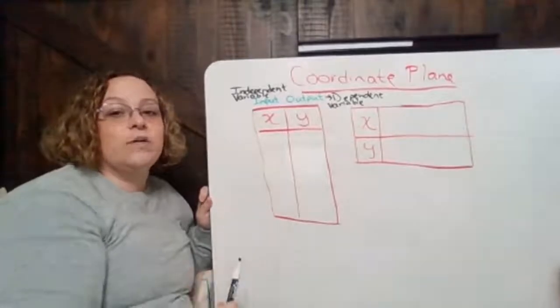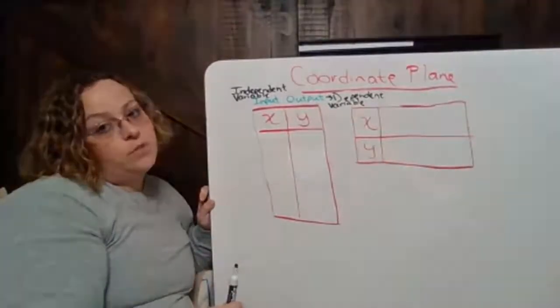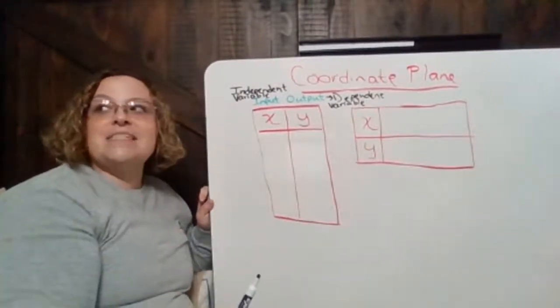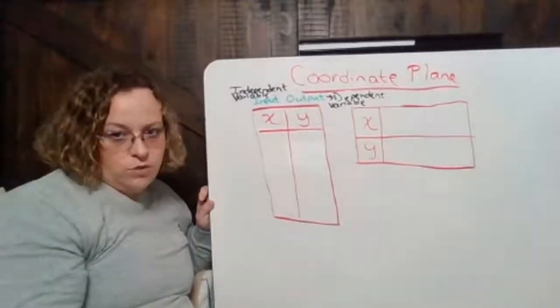So if I give you a list of numbers or ordered pairs and I say, what are your independent variables or values? I'm asking for your X values. If I say, what are your dependent values? I'm asking for your Y values.